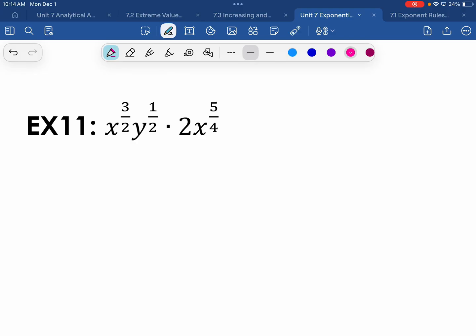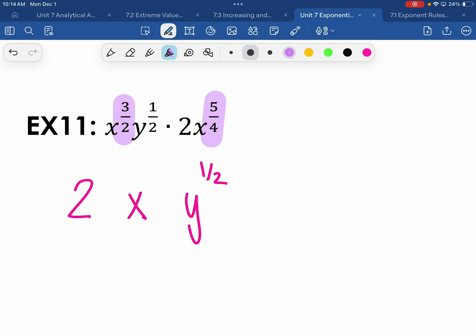So what is the exponent rule when you're multiplying? Adding. Now what can I add together? There's x's. The only bases that are the same are the x's, so the only thing that you can add are the x exponents. So the 2 is going to stay a 2. The y to the 1/2 is going to stay a y to the 1/2. x is the only thing that is going to change.